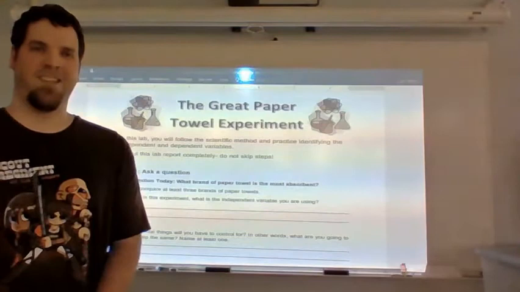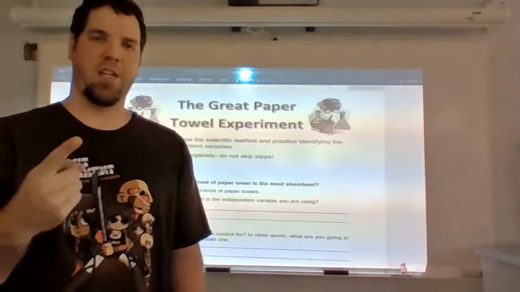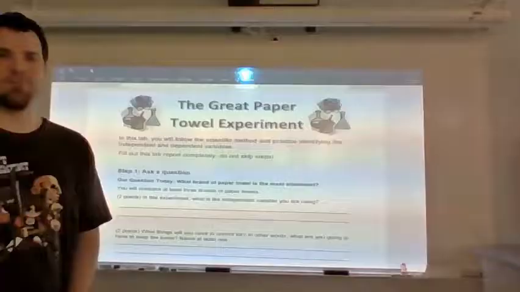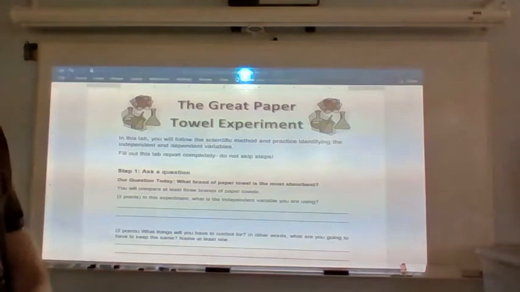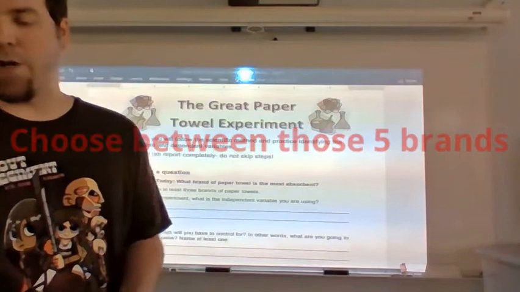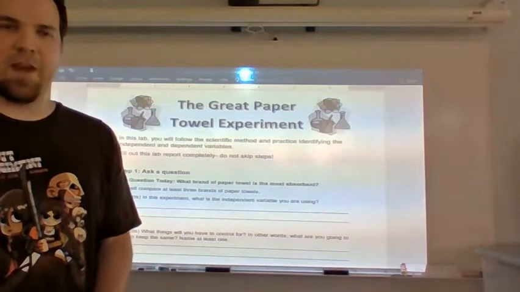Now, I do have four brands of paper towels that we would be testing: Bounty, Brawny, Viva, and Kroger brand. Question number one says, what brand of paper towel is the most absorbent? You're going to have to choose which one you think is the most absorbent. It also asks what the independent variable of the experiment would be. So what are we changing?